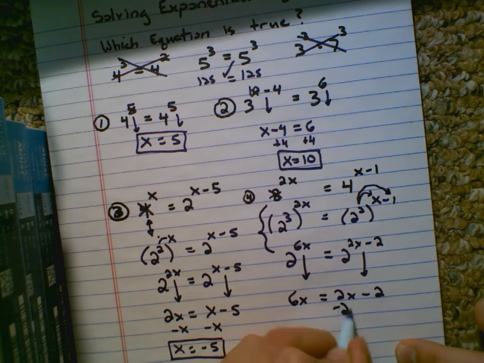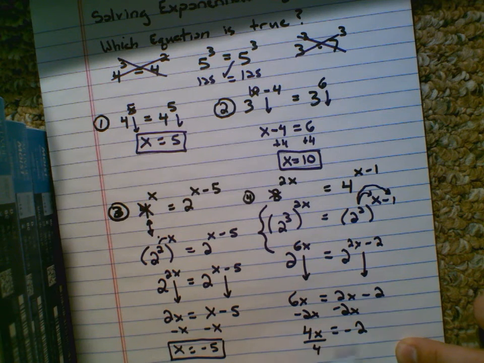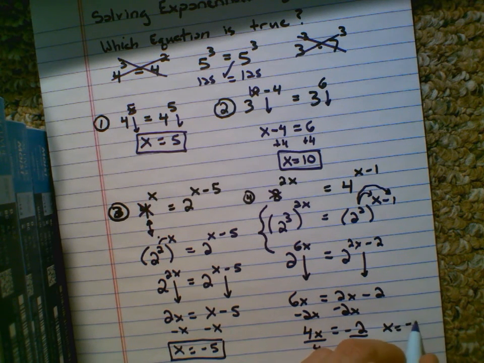Okay, I can then minus 2x from both sides. I'll get 4x equals negative 2. Divide by 4, and I'll get x equals negative 1/2.